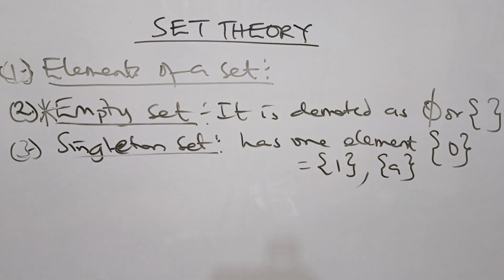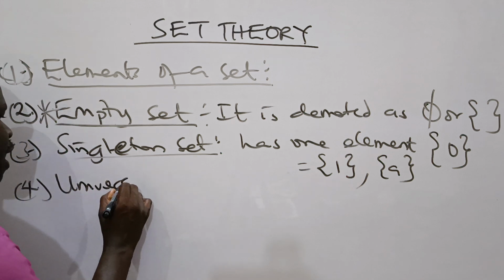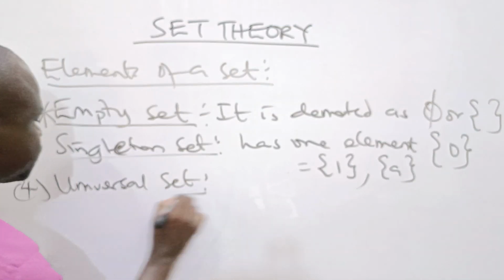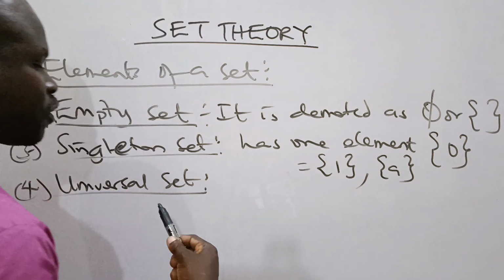Then another definition is when we talk about universal set. In case of universal set, this is the set with the highest consideration. That is, it is referred to as model set. It contains all the possible elements under consideration.